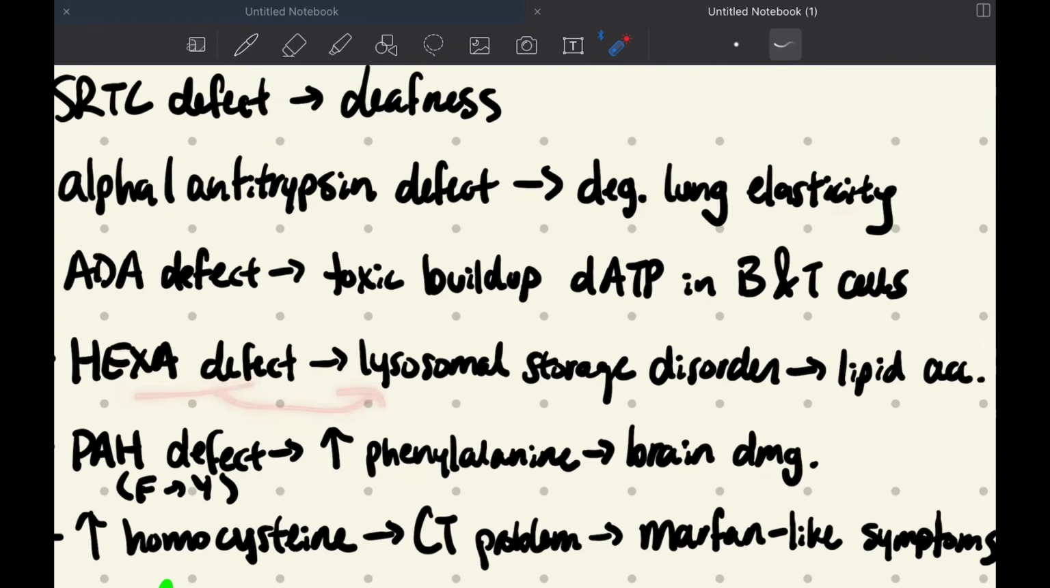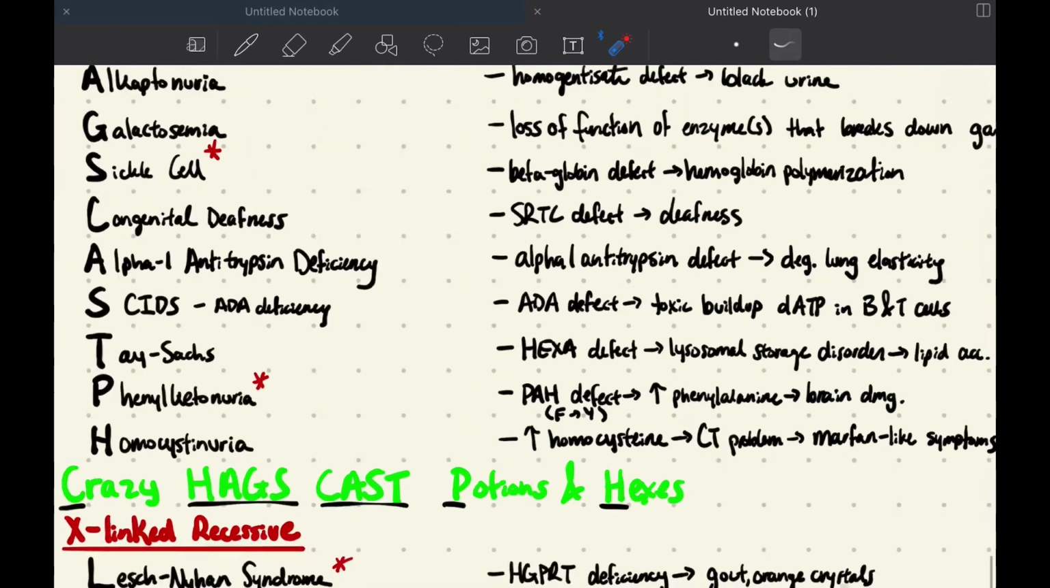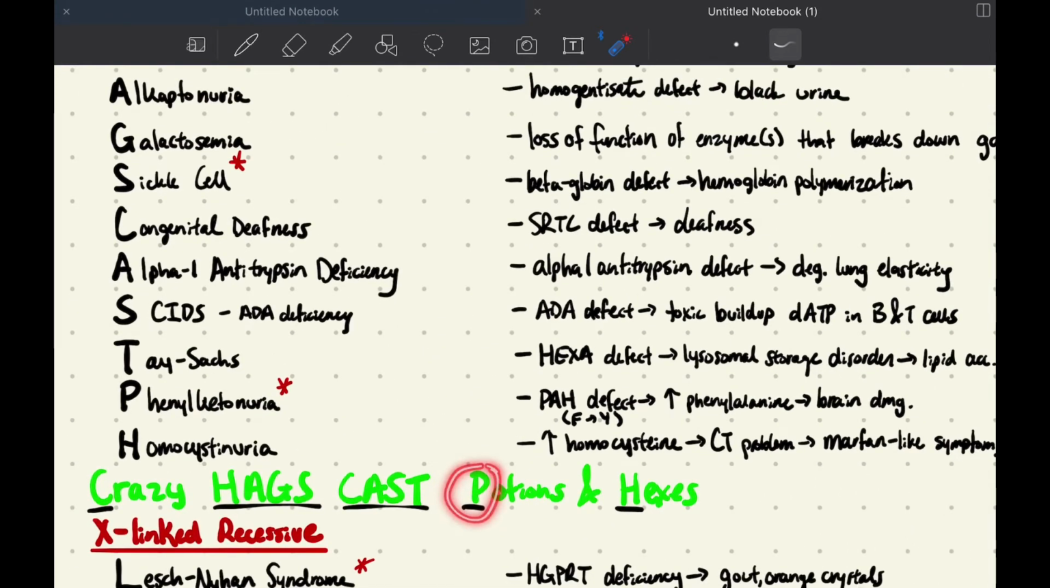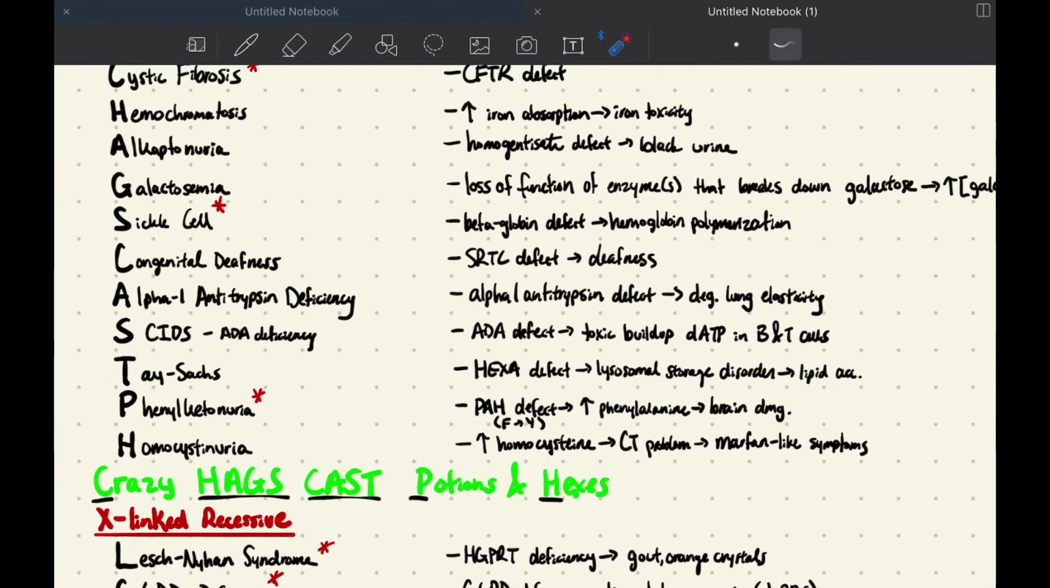That protein defect is going to lead to a lysosomal storage disorder, and as a result, you have lipid accumulation throughout your body. And then the P is going to correlate with phenylketonuria, and that is going to be a PAH defect. Basically, that makes your phenylalanine into a tyrosine, and as a result, you have increased phenylalanine, and too much phenylalanine can lead to brain damage. So this is something particular to watch out for in young children in particular.